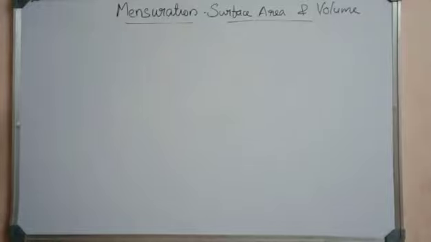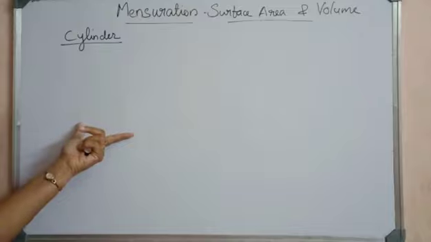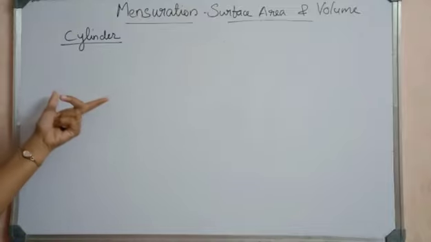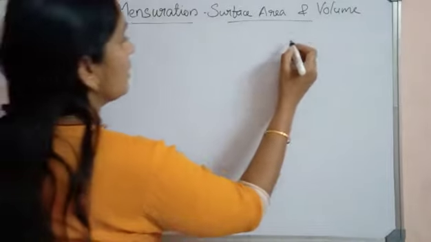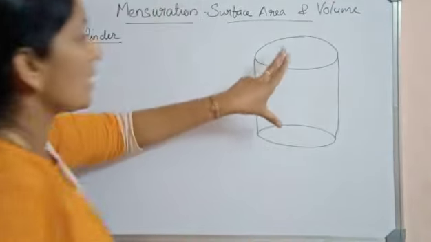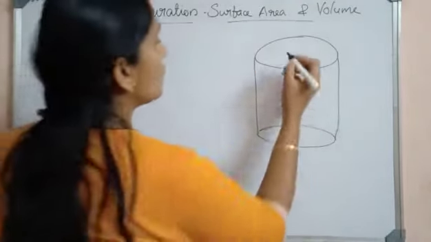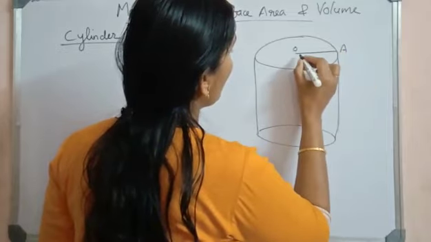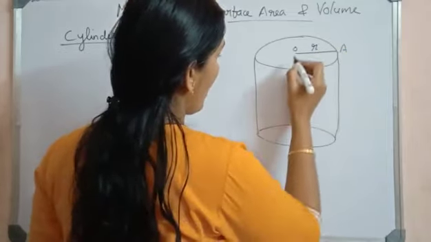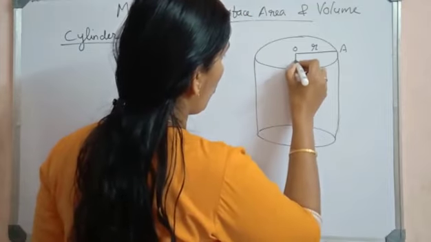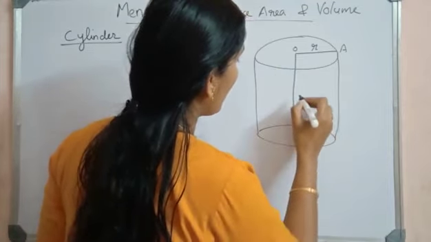Hi everyone, welcome back. Today let's study the surface area and volume of some of the solids such as cylinder, cone, sphere, etc. First let's consider a cylinder. Here we are going to study the surface area and volume of a solid cylinder. A solid cylinder which is in this form has two circular faces and one curved face, and from the center to the point A is the radius of this cylinder, and the distance between O and B is the height of the cylinder.